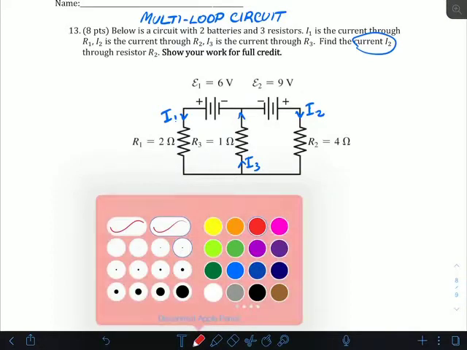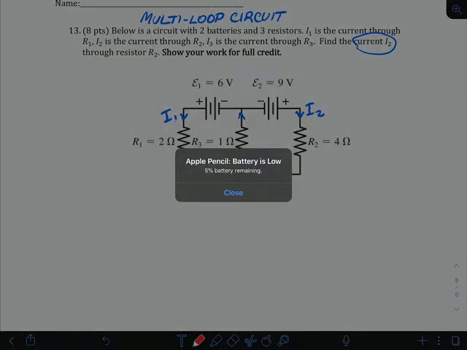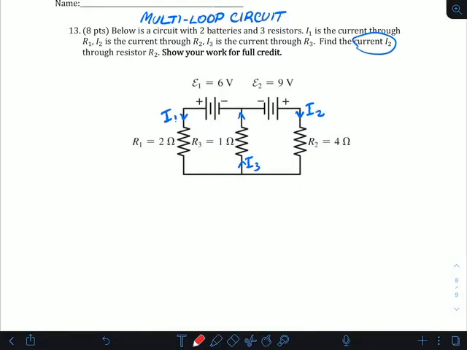The next thing to do for Kirchhoff's voltage loop law is to label the potential drops in the resistors. Here we have current 1 as it goes through R1, then it's going to drop in potential from plus to minus. On I3, it's this direction. For I2, as we go down, it goes from plus to minus. And here we already have the battery potentials labeled.